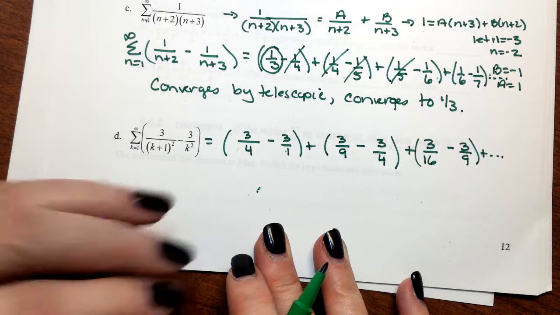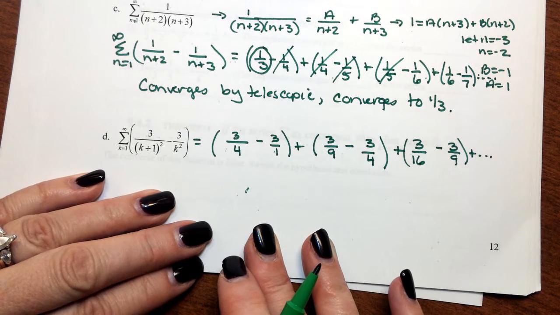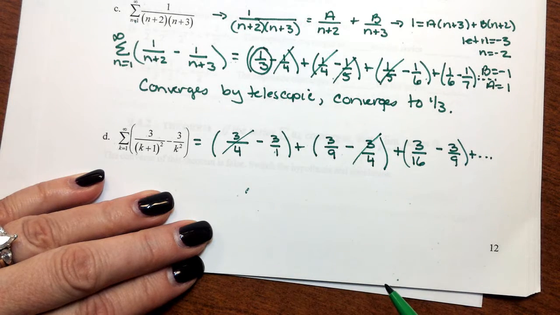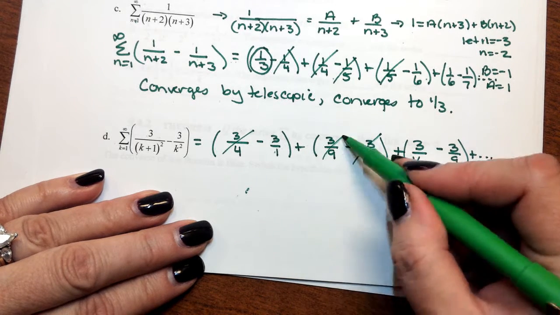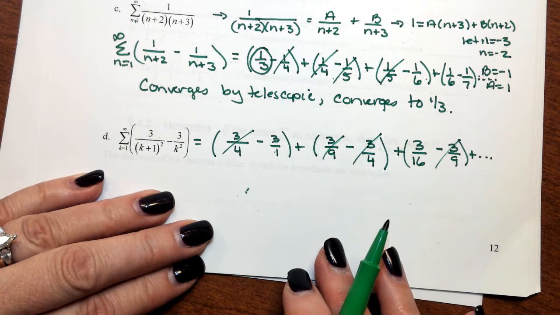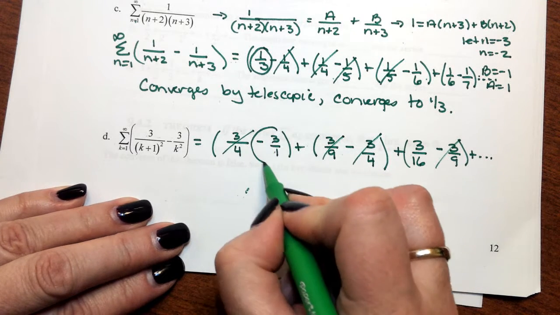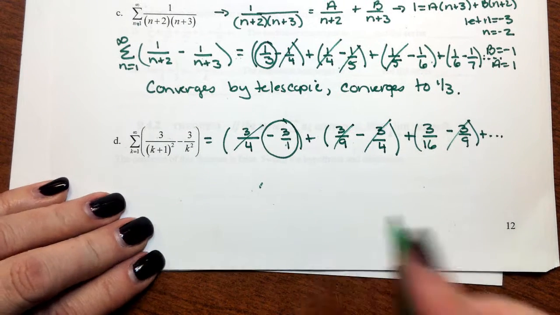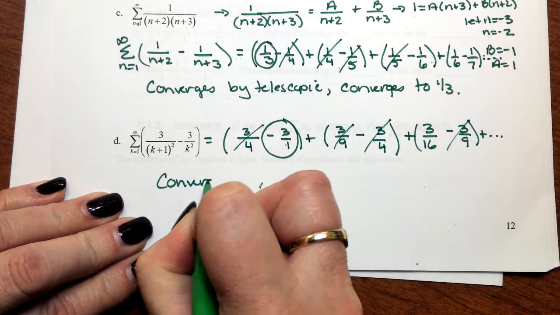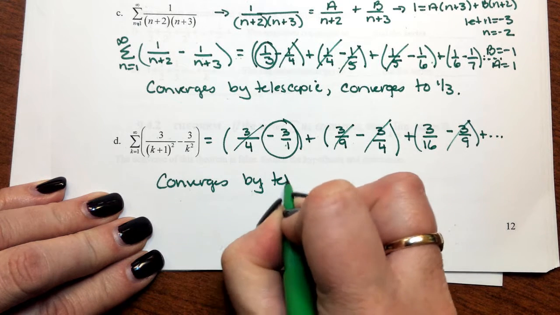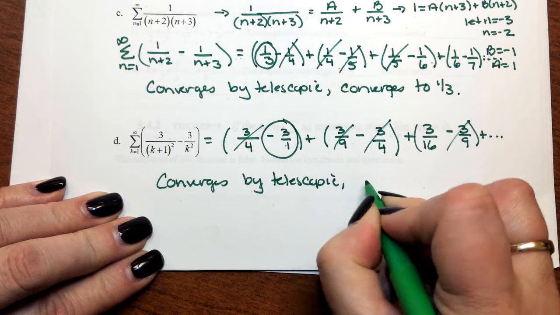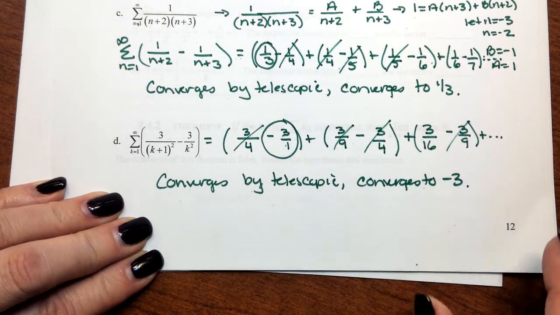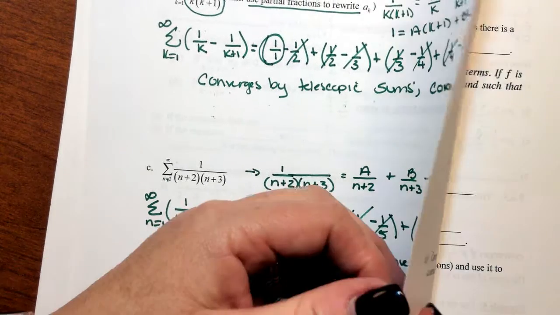And then this is going to give me minus 3/9. So let's see what's canceling. I've got my positive 3/4 and negative 3/4. I've got my positive 3/9 and negative 3/9. So notice the only term that's remaining is going to be that negative 3. That's why you can't always just go by that first term. So I know it converges by telescopic, and it converges to negative 3. So those are your telescopic sums.